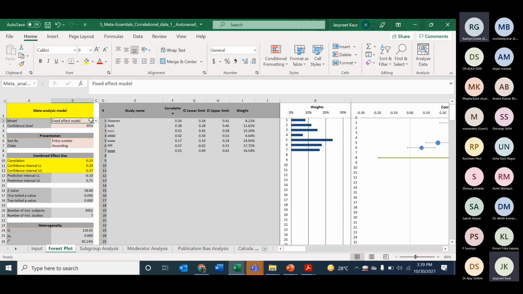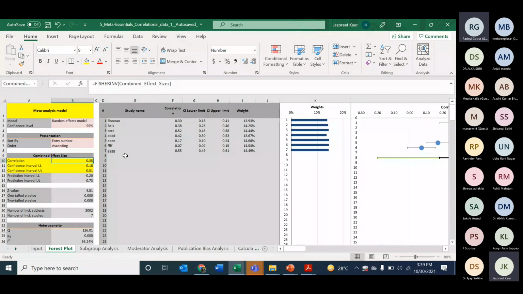Just below this, you have a drop down where you see fixed effect model. So right now in the fixed effect model, my combined effect size is 0.33. If I drop down and make it random, it changes to 0.35. So the moment you see a fixed effect, that's a different effect size. When you see random, it's a different effect size.